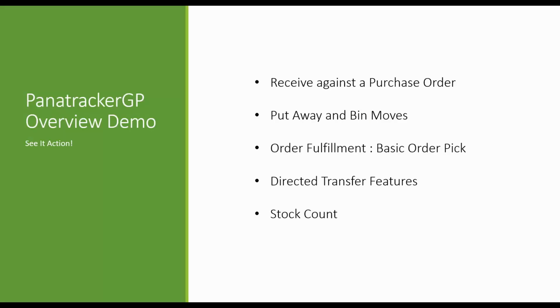We're going to look here at a quick PannaTracker demo. This is going to focus on 5 main transactions. The first thing we'll look at is receiving a purchase order. We'll then look at put away and bin moves. We'll touch very briefly on order fulfillment with a basic order fulfill transaction.